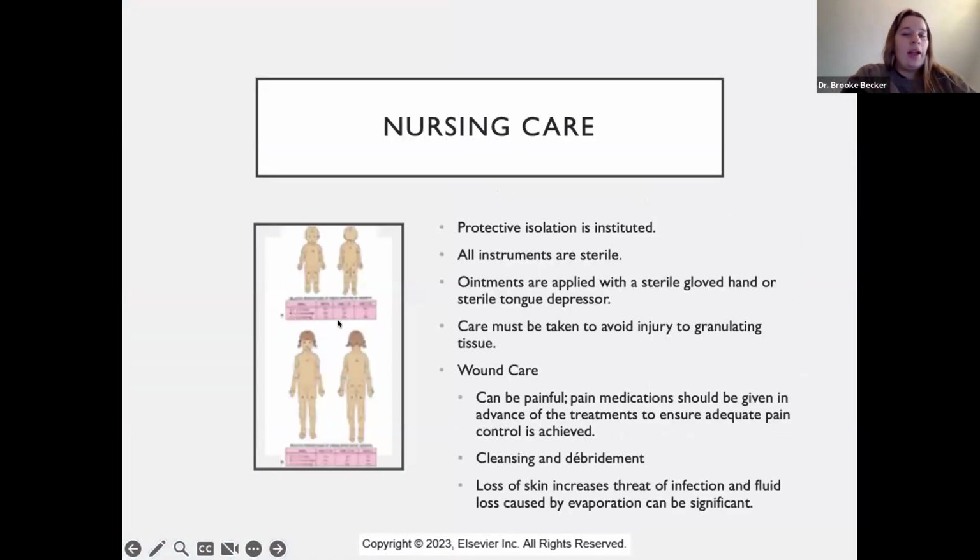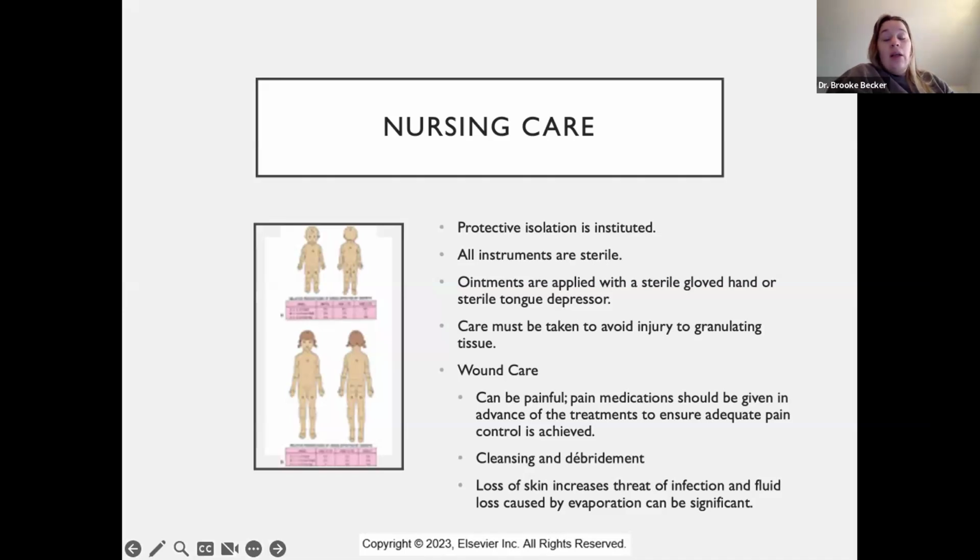So here's your little chart. It's not a very good chart, but this is showing those burn percentages. Like I said, this picture isn't very good, but if you look up the rules of 9 and the burn percentages for kids, you'll find better pictures on there.